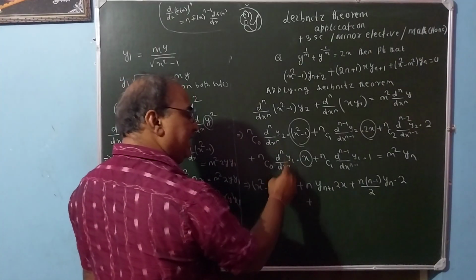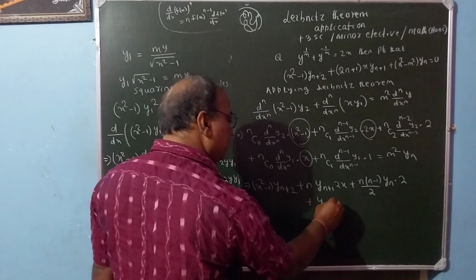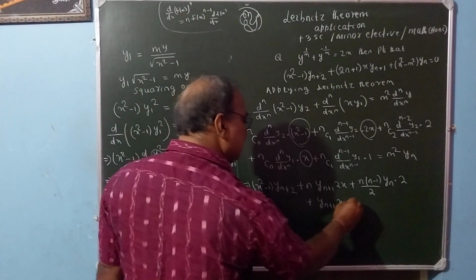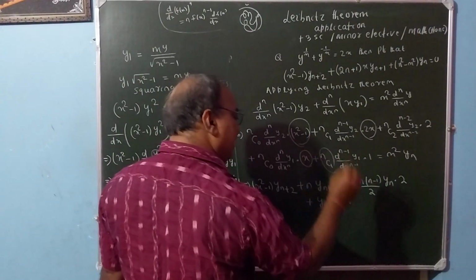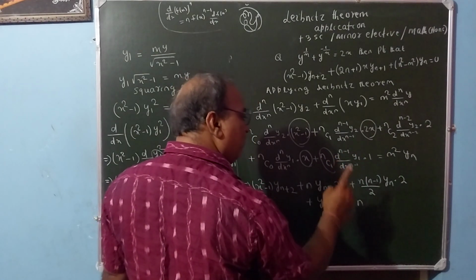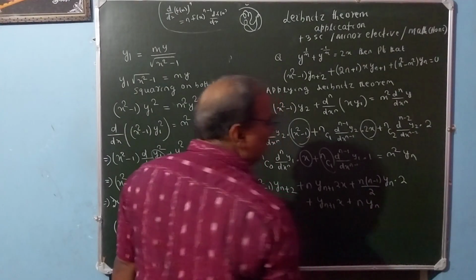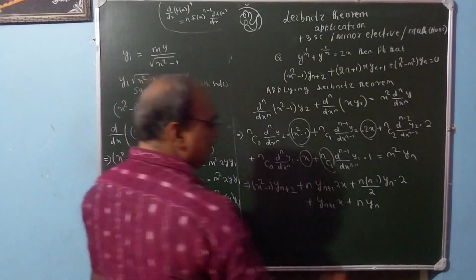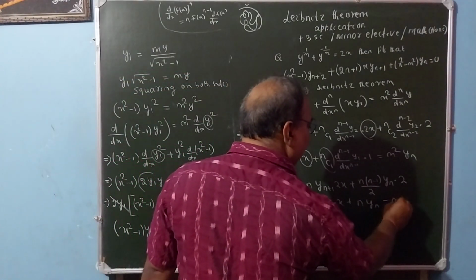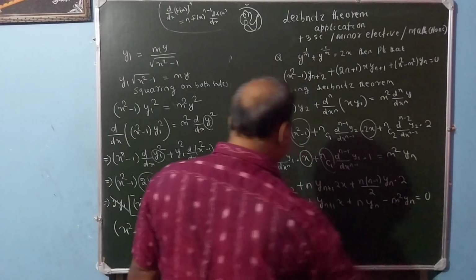d to the power n by dx to the power n of y_1, it is y_{n+1}, into x. nC1, it is n, d to the power n minus 1 by dx to the power n minus 1, it is y_n. Next it is minus n squared y_n is equal to 0.